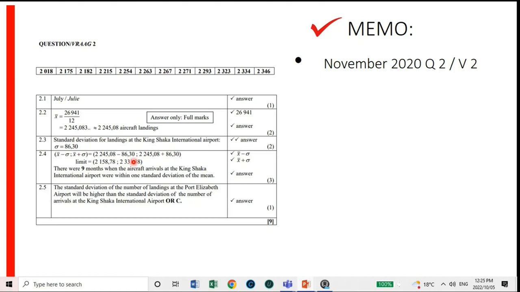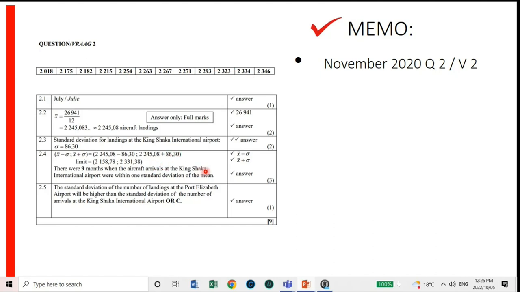But then you're not done. Now you must go and count. So you must now see if this is the lowest limit and that's the highest limit. You must now go to the table there and see how many of them fall inside there. Are you listening, guys? How many of these numbers up there fall within that? If this is the lowest that is allowed, and that is the highest that is allowed, how many of these fall within that? So you must actually go and count them.